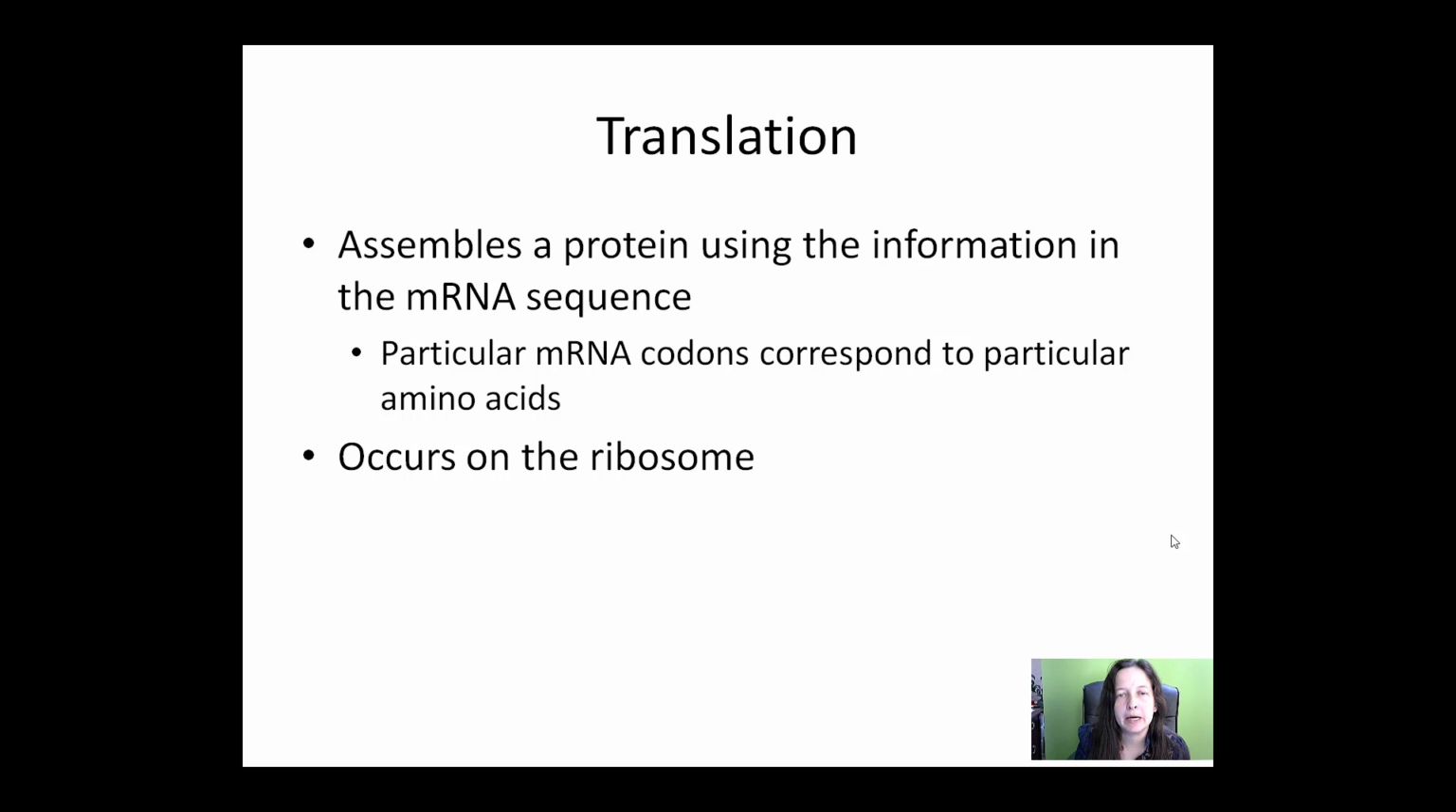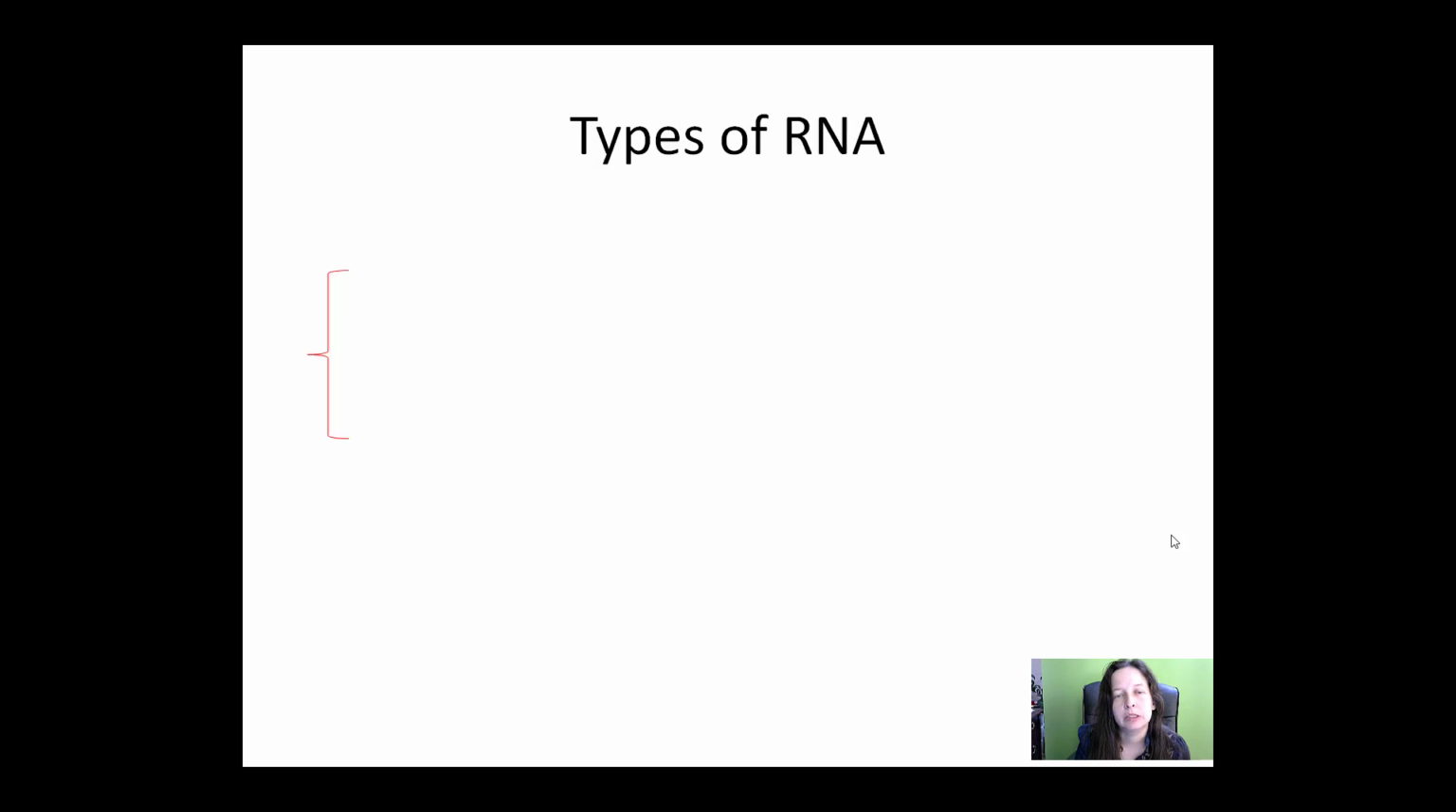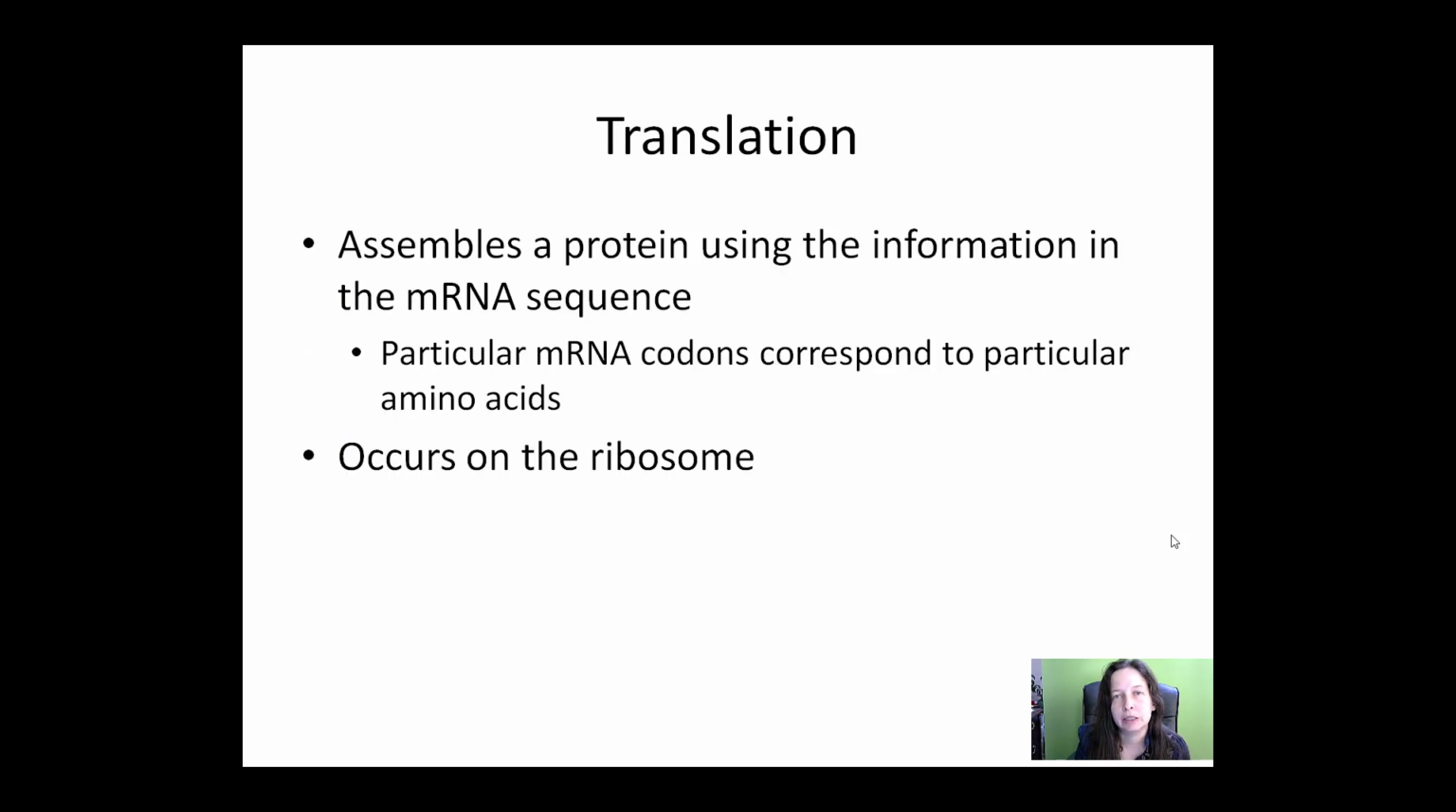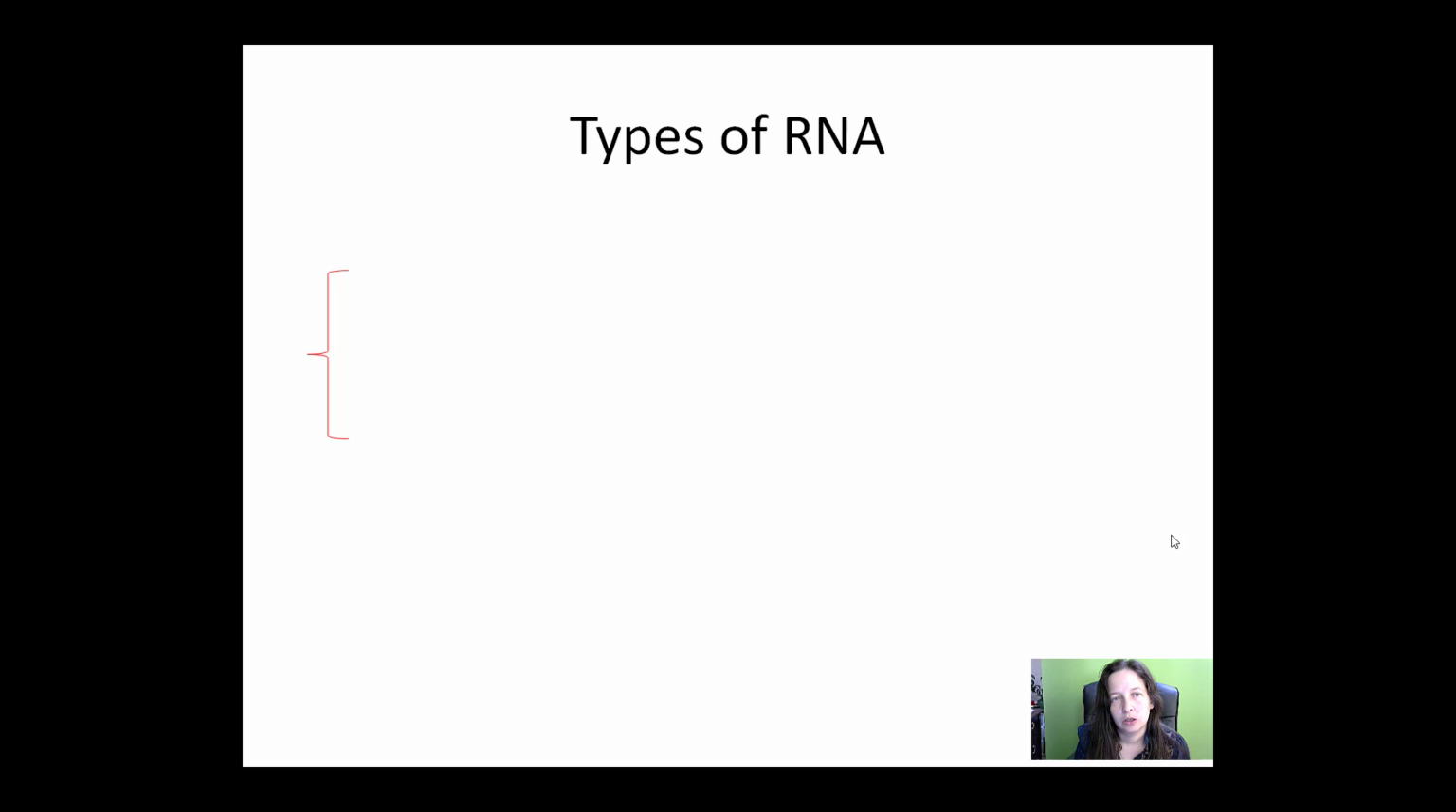Basically, mRNA is being held by the ribosomes, and another type of RNA called transfer RNA brings in the appropriate amino acid corresponding to the message in the mRNA. So basically it brings in the appropriate amino acid corresponding to the codon in the mRNA.